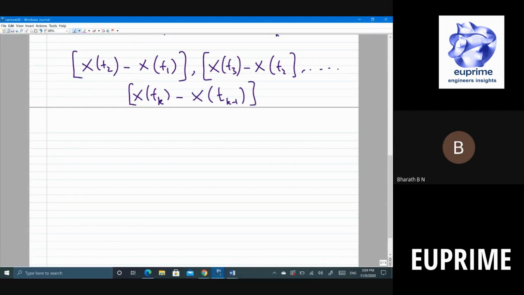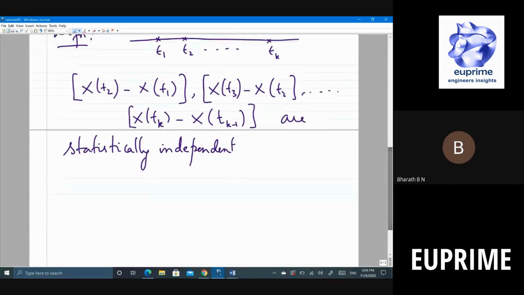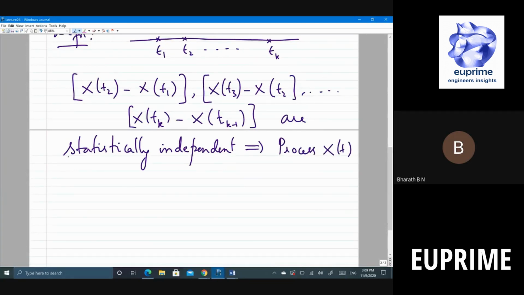So these are random variables. Do you agree? If you fix T1 through Tk, these are random variables. If these random variables are independent, or statistically independent, what does that mean? That means that we say the process x of t has independent increments.